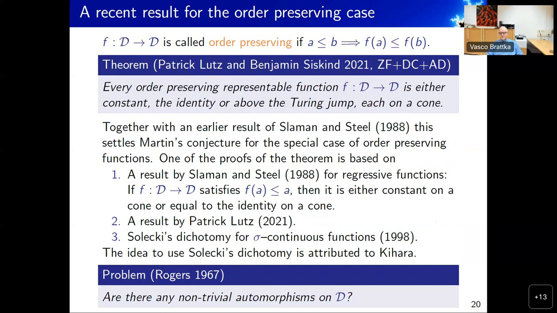But is there a natural example of a non-order preserving function? Well, of course you can find some easy examples, but you want some that is not even order preserving on a cone, right? The problem is that we don't have any. I mean, basically, the conjecture is saying there are no other interesting functions, and so I can't give one. If I had an example that violates the conjecture, then I would have disproved it. Okay, sorry.